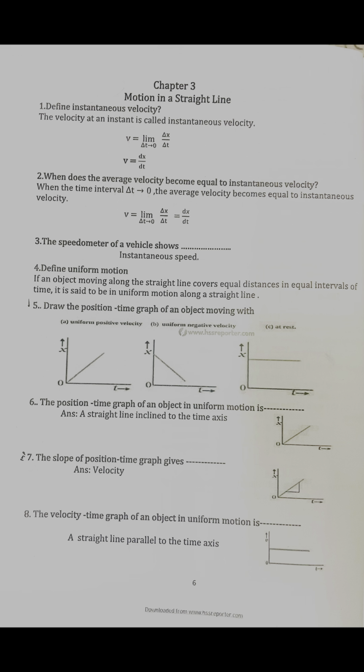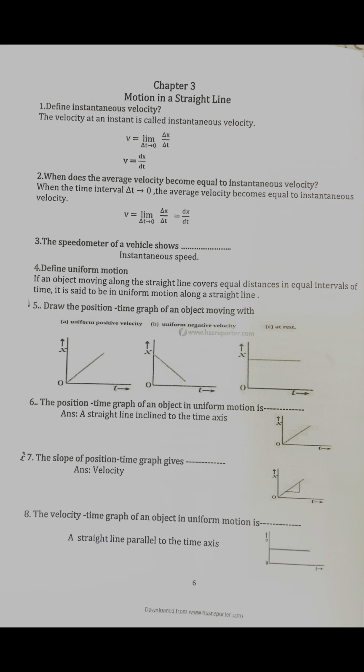And we want to know how we can write these expressions. Limit: when the time interval delta t tends to 0, the average velocity becomes equal to the instantaneous velocity. When we apply the limit delta t tends to 0 to the average velocity, it becomes instantaneous velocity.